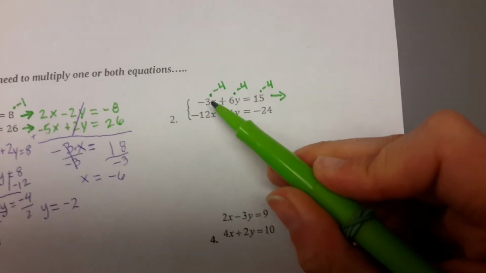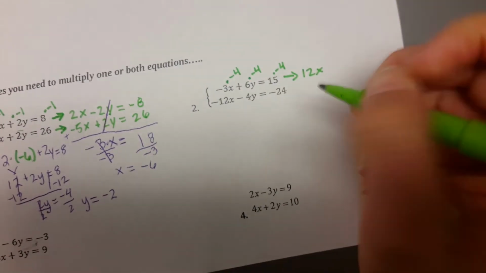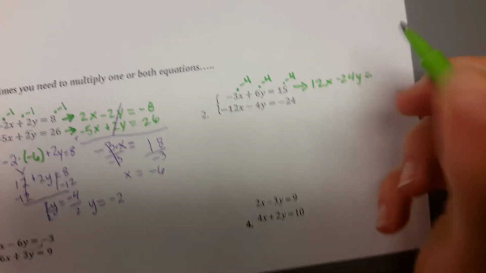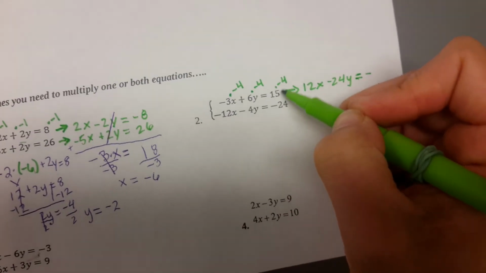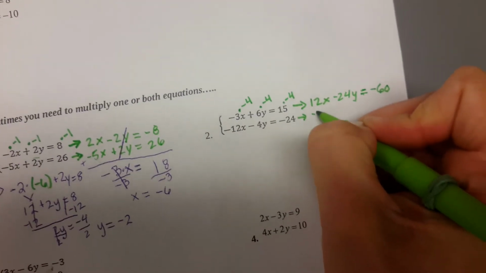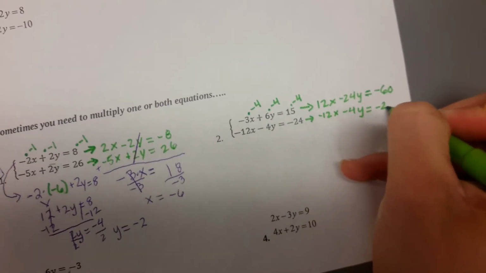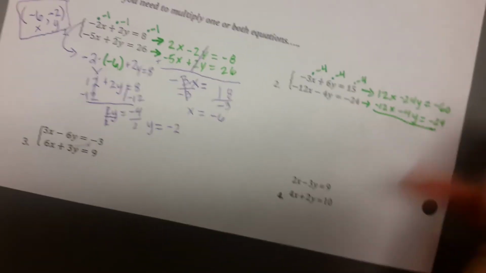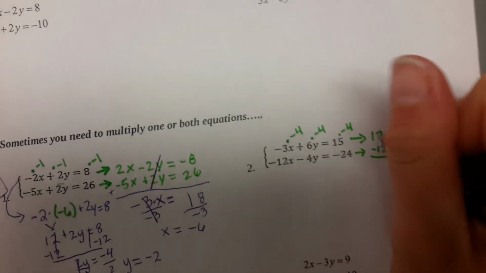All right, so let's do our math. -3x times -4 is +12x. +6 times -4 is -24y. Equals 15 times -4. I know it's going to be negative. 2 times 15 is 30, and I have 2 groups of that, so it's going to be 60. Then we just slide this over. -12x minus 4y equals -24. So now we look to see what eliminates. My +12 and my -12 do eliminate now. That's what we wanted.